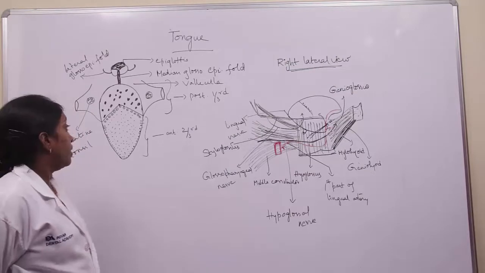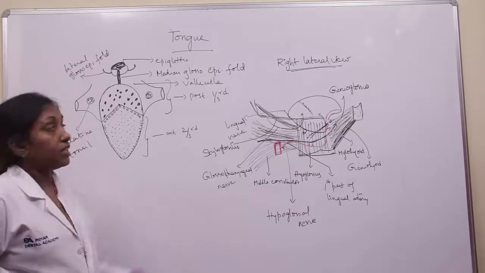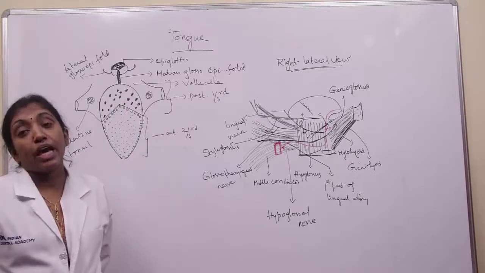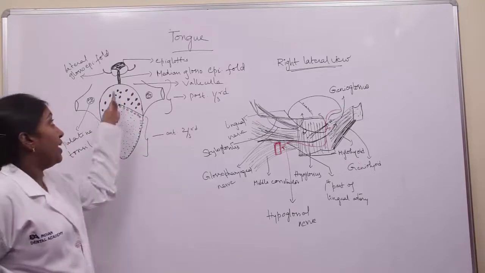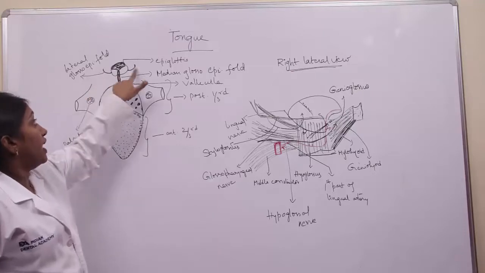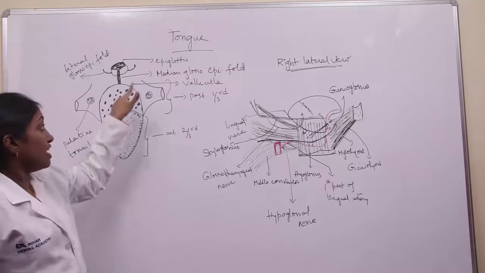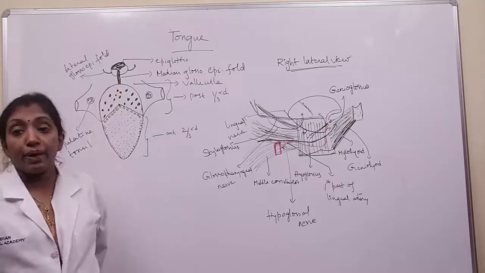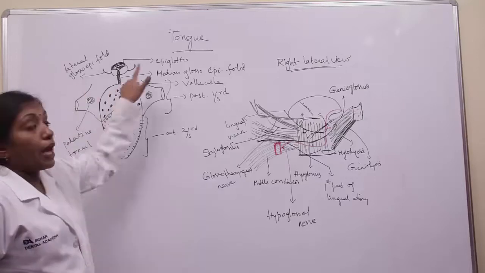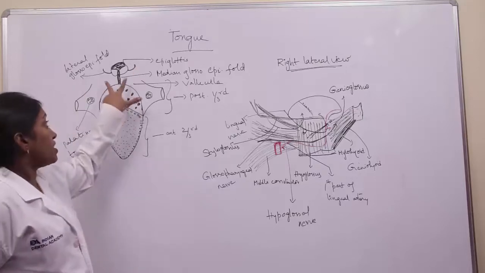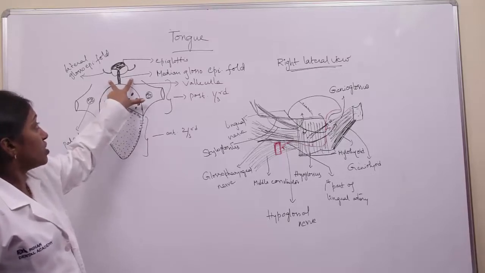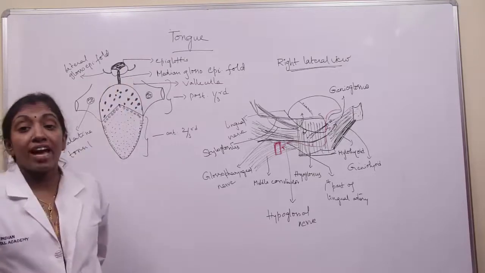Okay, and coming to the base of the tongue, this is the base of the tongue. It is connected to the epiglottis by the median epiglottic fold, and on either side we have lateral epiglottic folds. On either side of the lateral epiglottic folds, we have depressions. We call these depressions valleculae.